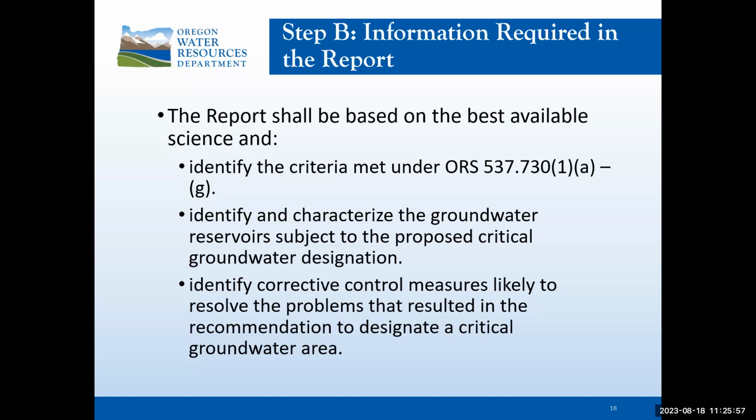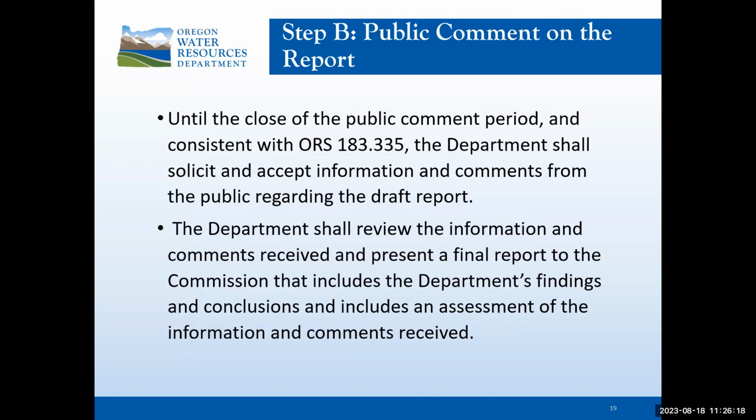And then it needs to identify corrective control measures likely to resolve the problems that resulted in the recommendation to designate a critical groundwater area. So essentially we have what's the problem, where is the problem occurring, and how do we fix it? And that's the intent of the report. So the report gets published on the department's website as a draft report, and then until the close of the public comment period, consistent with ORS 183.335. So that's essentially the rulemaking process.